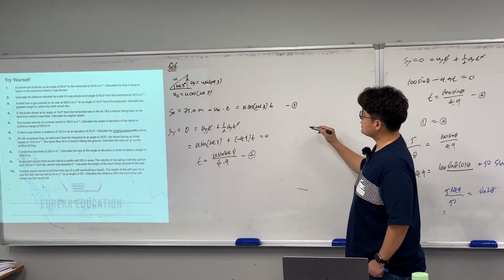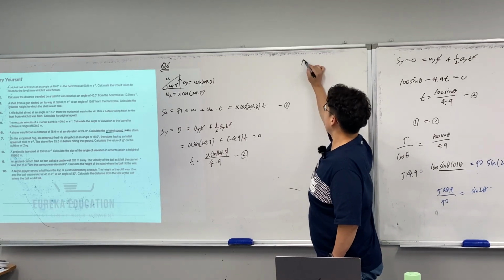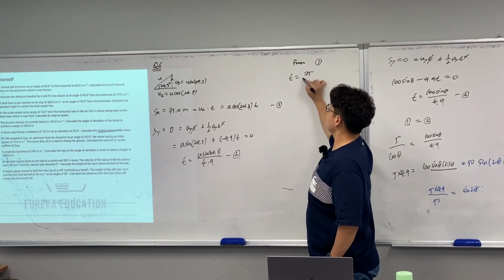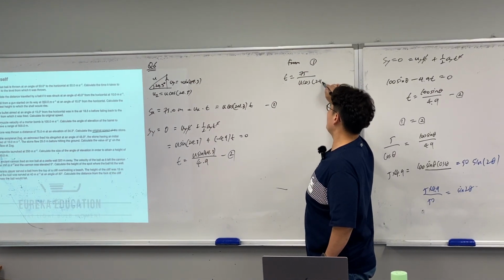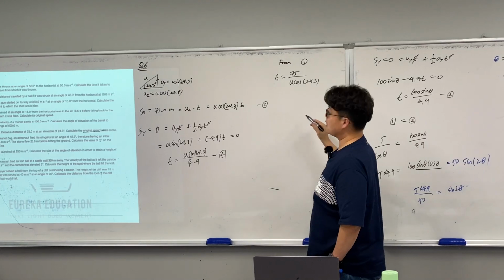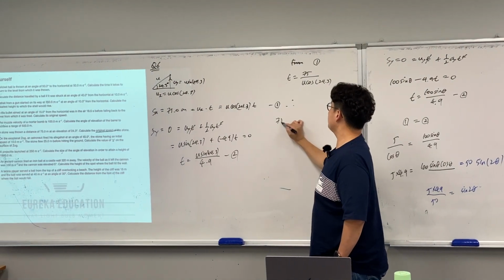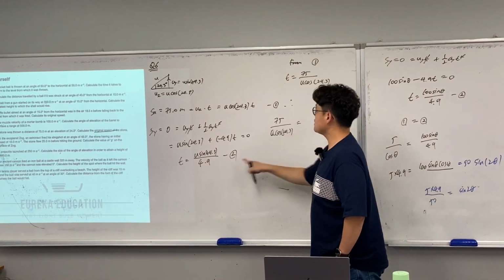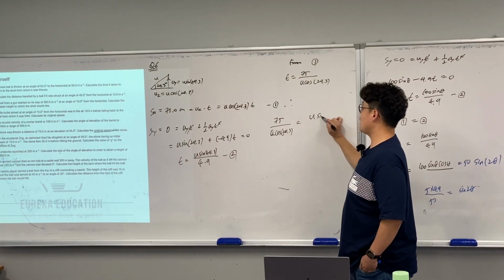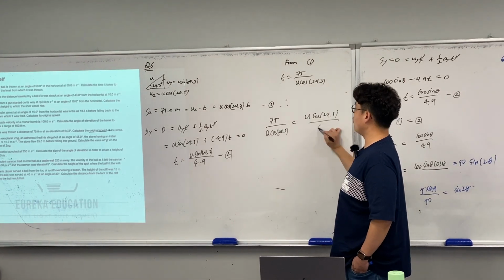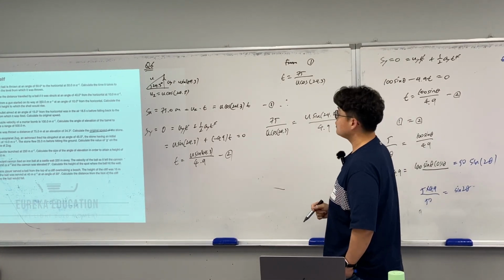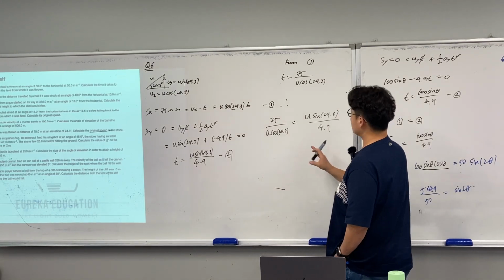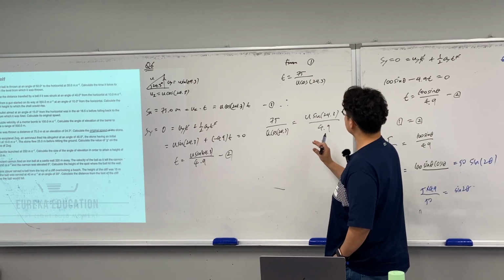From equation 1, t is equal to 75 divided by u cos 24.3. Therefore, 75 over u cos 24.3 must be the same as u sin 24.3 divided by 4.9. What we have to find for question 6 is the original speed of the stone. Moving to the other side, I think we are almost there.